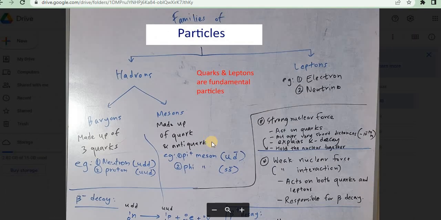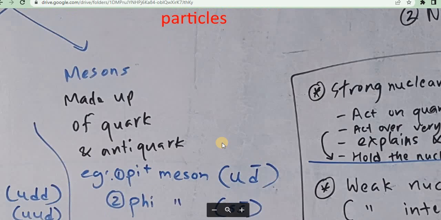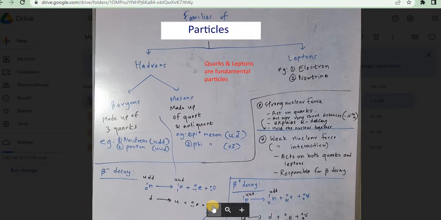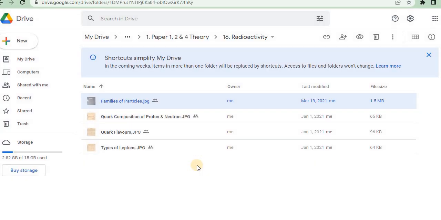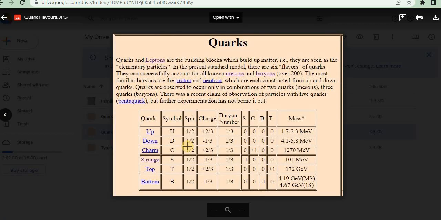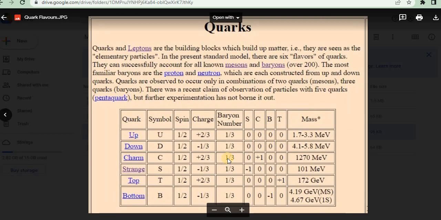Now, you might be wondering, what is this up quark, down quark, strange quark and all this? Like I said, there are 6 flavors of quarks. I think it will be better if we first learn the quarks. Okay, so we will go to that now. So here I have the 6 flavors of quarks. There are 6 types of quarks, also called flavors of quarks. Okay, so this table is very important.